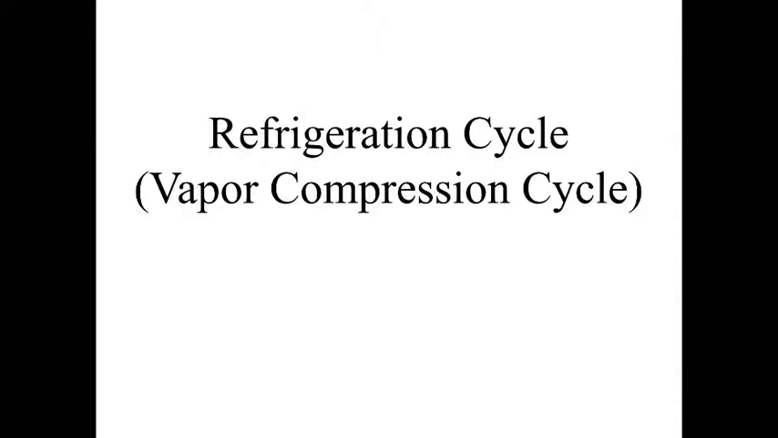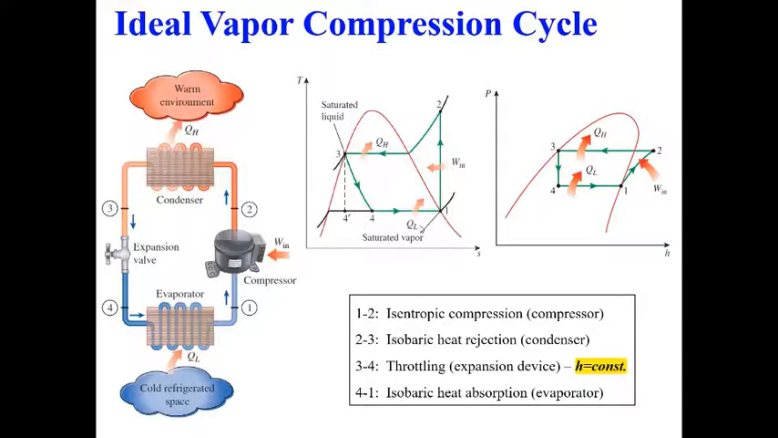Now let us also go to the refrigeration cycle, which is the vapor compression cycle. So let us first talk about the ideal vapor compression cycle. These are the various components. Let us talk about the processes, and these are the TS and TH plots. The first stage is isentropic compression inside the compressor from 1 to 2. So the fluid is compressed isentropically.